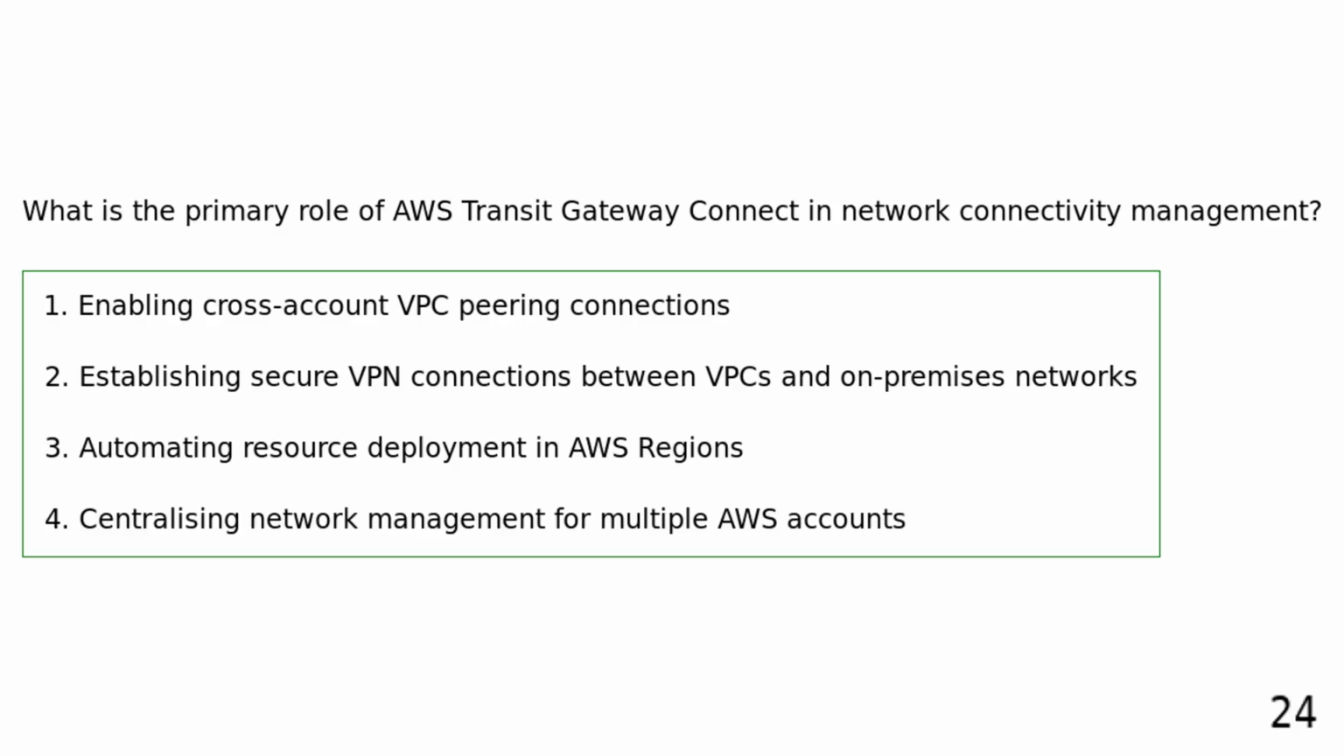What is the primary role of AWS Transit Gateway Connect in network connectivity management? Enabling cross-account VPC peering connections. Establishing secure VPN connections between VPCs and on-premises networks. Automating resource deployment in AWS regions. Centralizing network management for multiple AWS accounts.